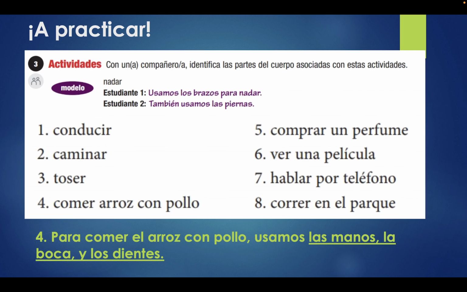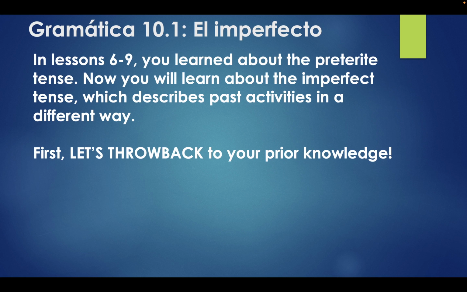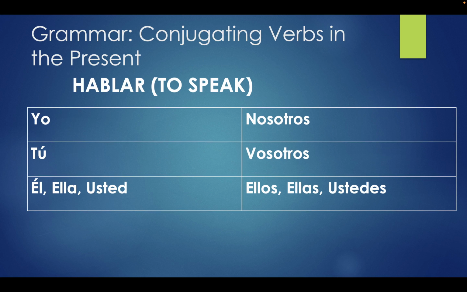All right, so the goal here is just to give you a little bit of practice. Hopefully you're beginning to feel better about your vocab. Before we hop right into our gramática, part one, which is about the imperfect tense, the second of the two past tenses, let's throw back for a moment to talk about something you already know, your prior knowledge. So in this case, we learned in Español Uno how to conjugate verbs in the present tense.